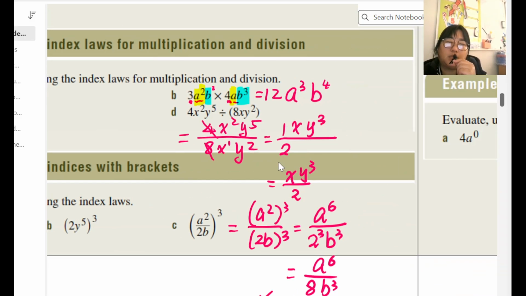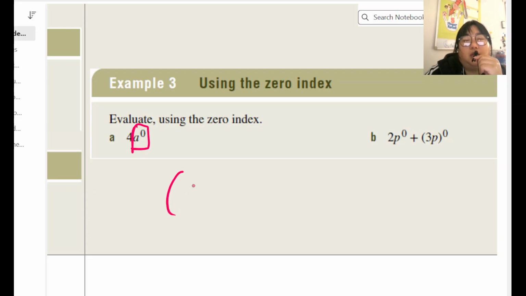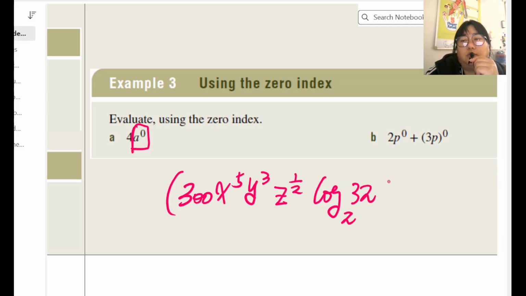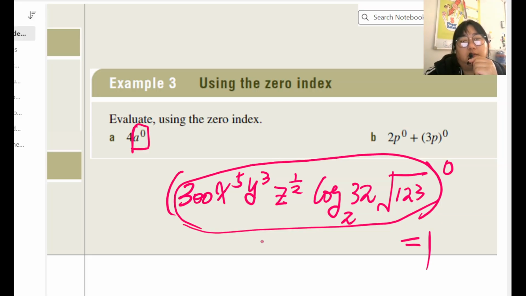Now we have a look at example 3. This kind of question you always keep in your mind. That is equal to 1. I used to ask my class like 300 x to the power of 5, y to the power of 3, z to the power of half, then log 2 and then 32, and also times square root, so 123 with the power 0 equals 1. So guys, you don't need to care what the base is. Just make sure the base is not equal to 0.